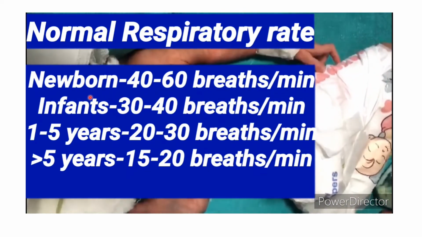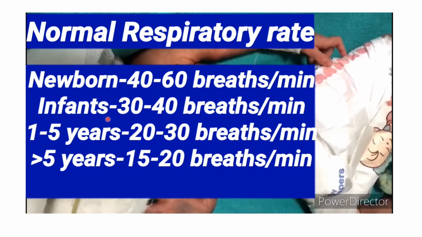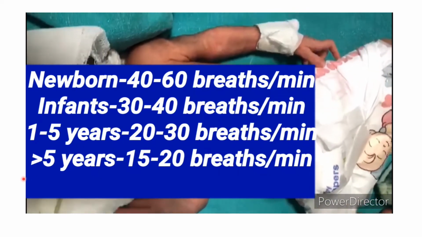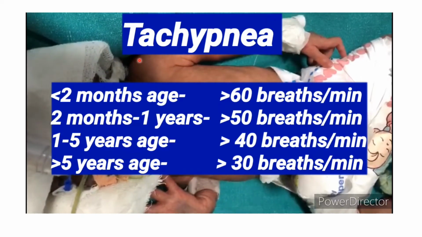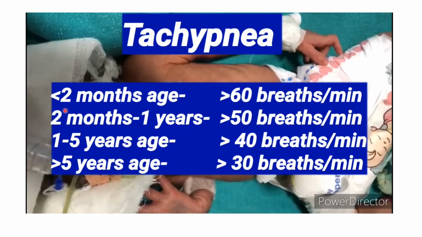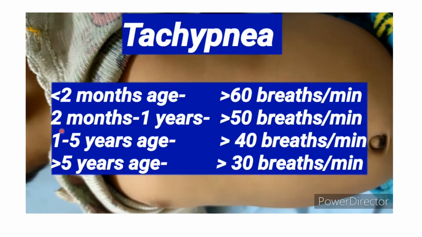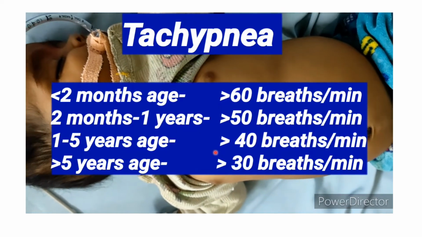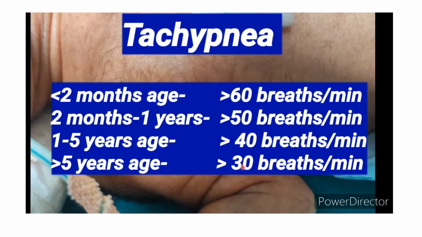Now we label the normal respiratory rate in a newborn between 40 to 60, in an infant 30 to 40, in the 1 to 5 year age group 20 to 30, and in the more than 5 years age group 15 to 20 breaths per minute. We label tachypnea when the respiratory rate in the less than 2 months age group is more than 60, 2 months to 1 year more than 50, 1 to 5 years more than 40, and in the more than 5 years age group more than 30 breaths per minute will be tachypnea.